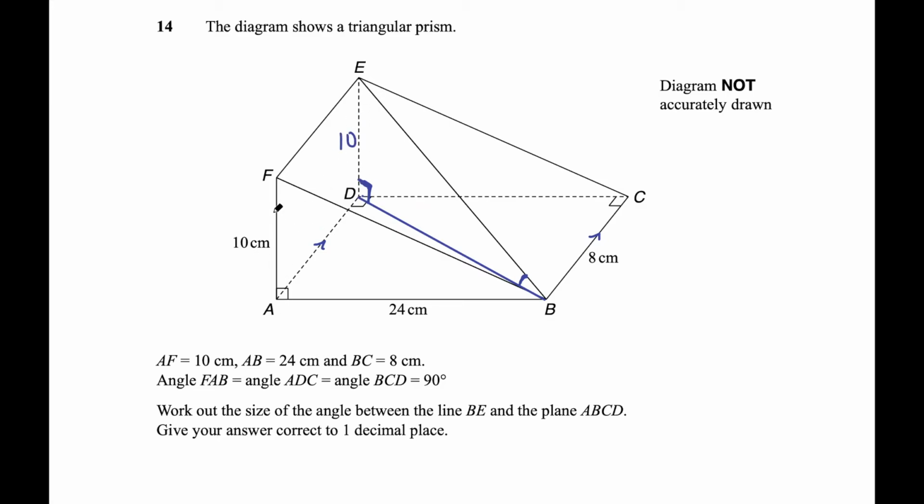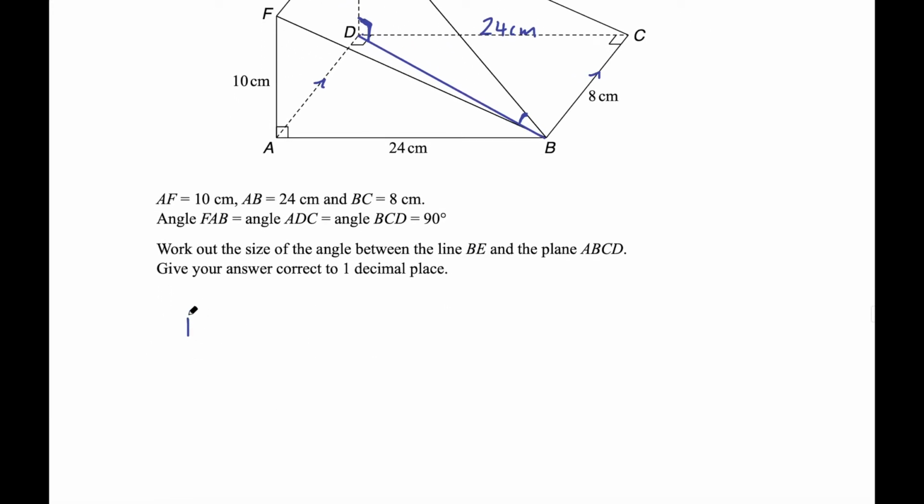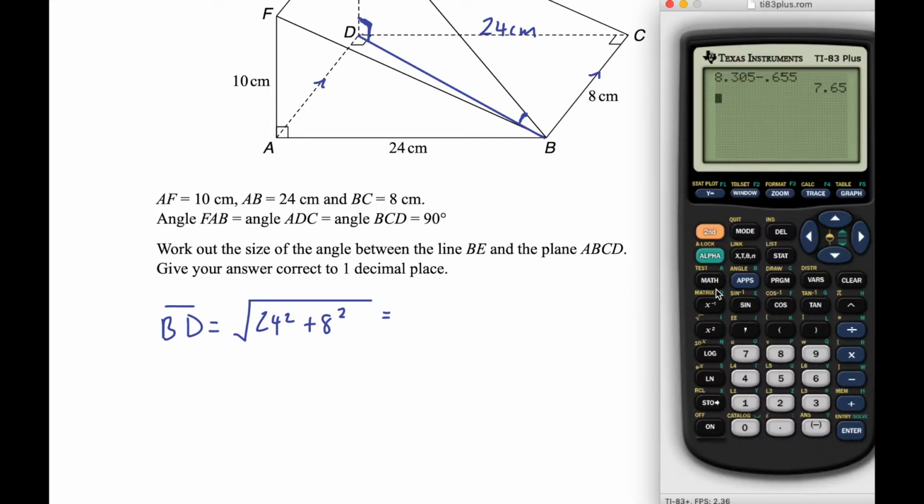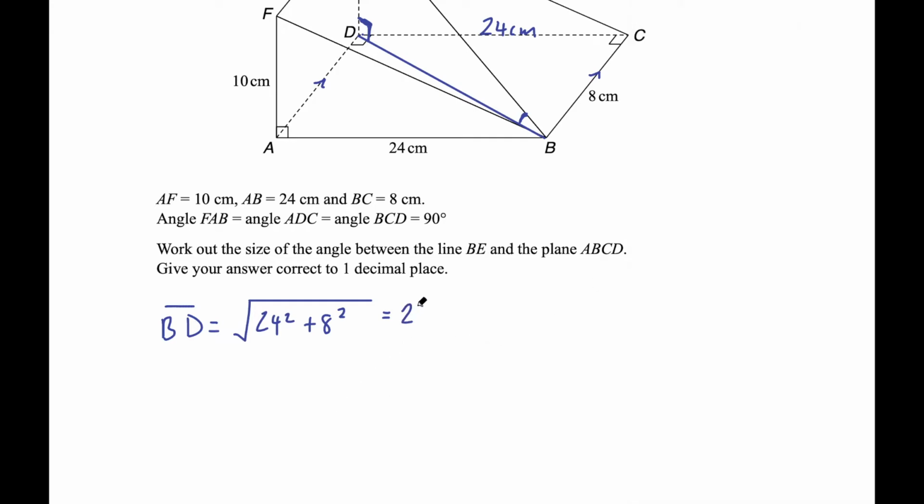Because this is a prism, it must be the same as AF, so this is going to be 10 centimeters, DE. And what I want to do is to find the length of BD using Pythagoras Theorem, because I know this length BC is 8 centimeters, I know this length DC would be 24 centimeters, so I have a right angle triangle in here where BD is the hypotenuse. So I'm going to use Pythagoras Theorem to find BD, so this would be the square root of 24 squared plus 8 squared, and put that into a calculator, and I get 25.298, etc. 25.298, and so that's the length of BD.